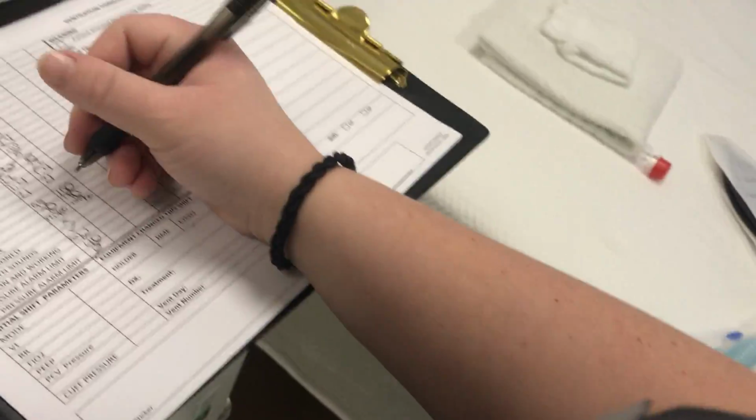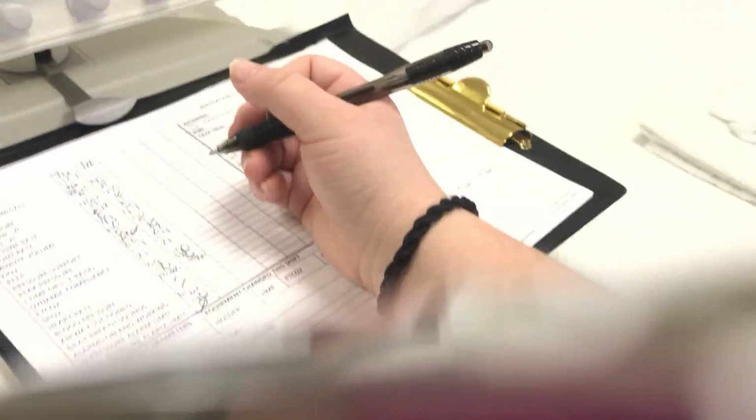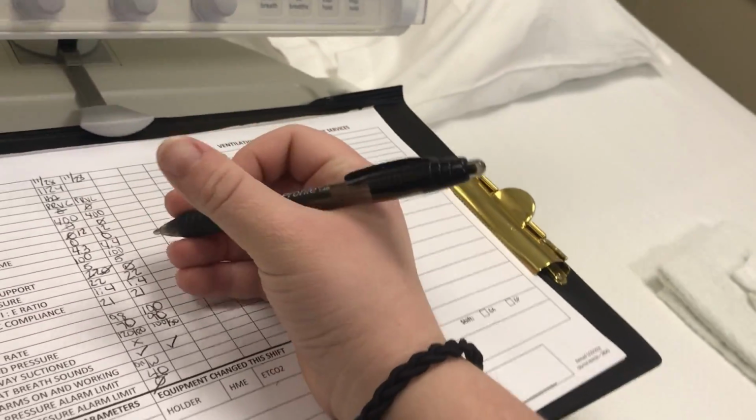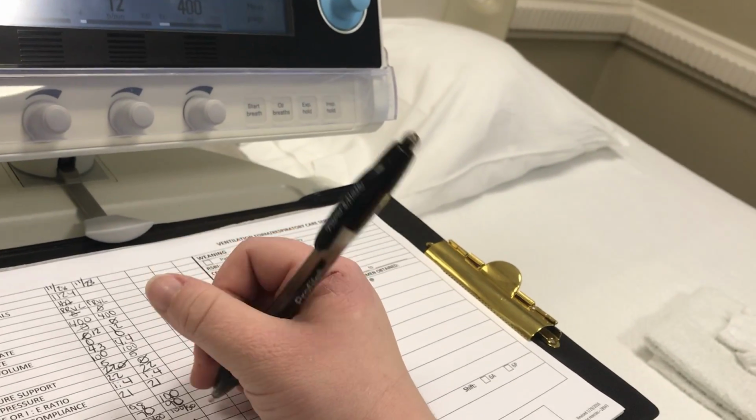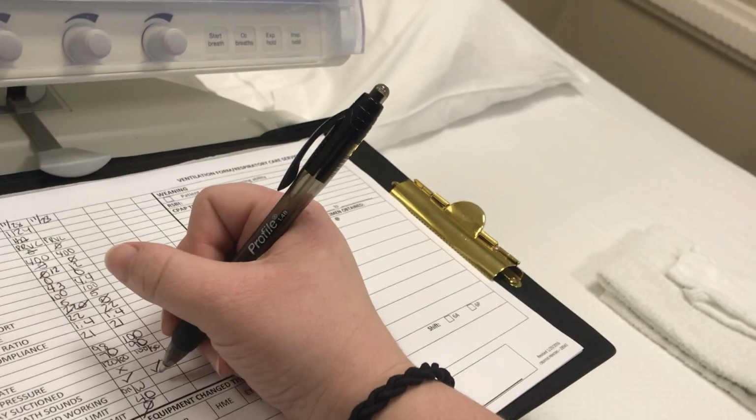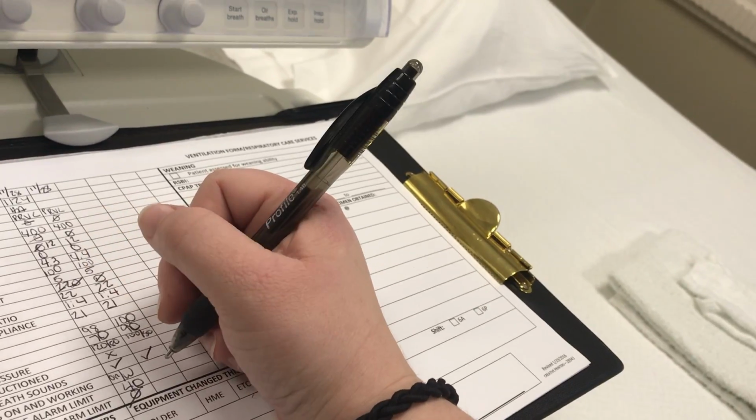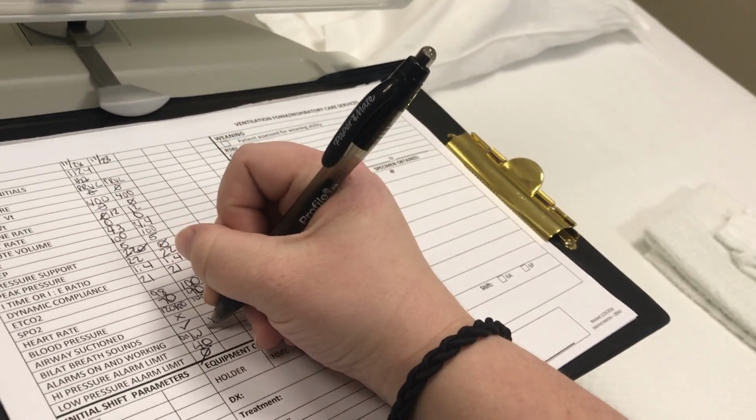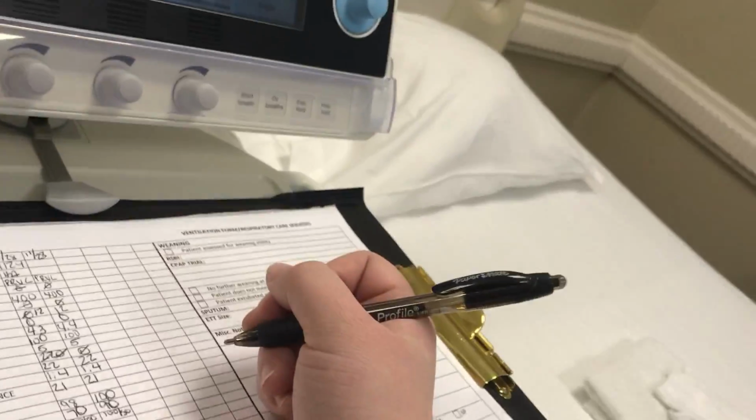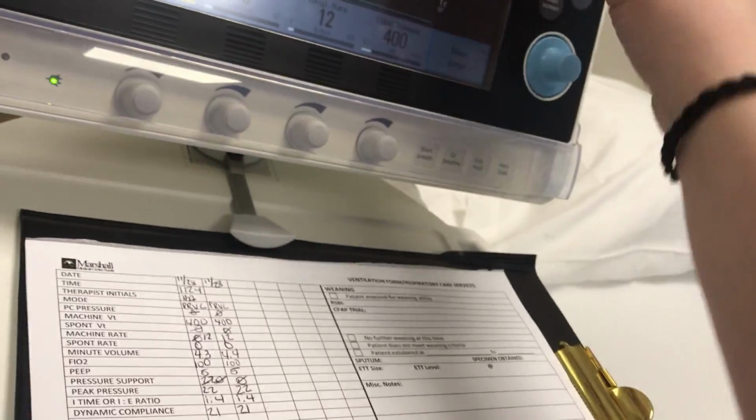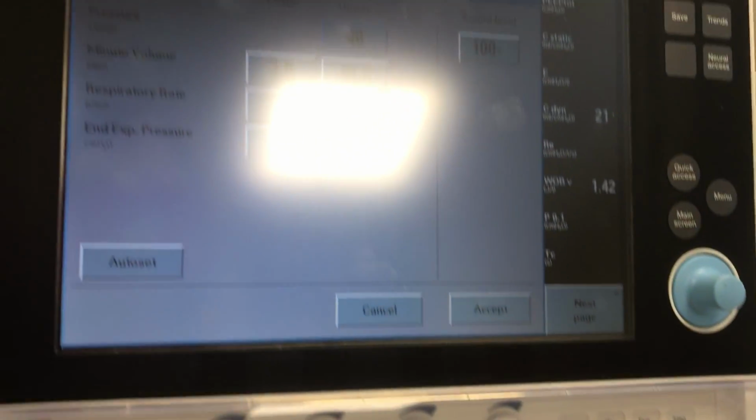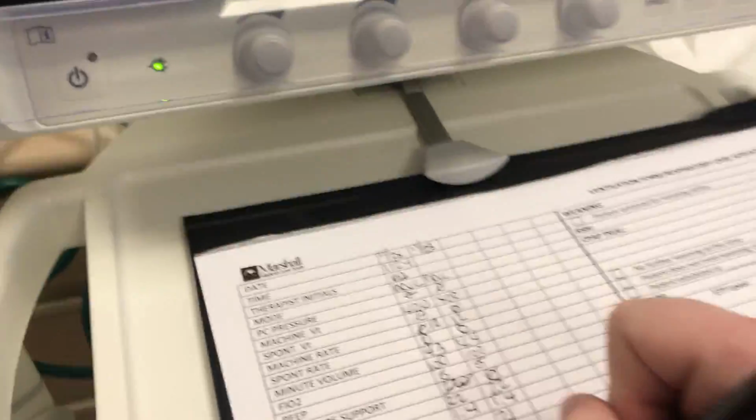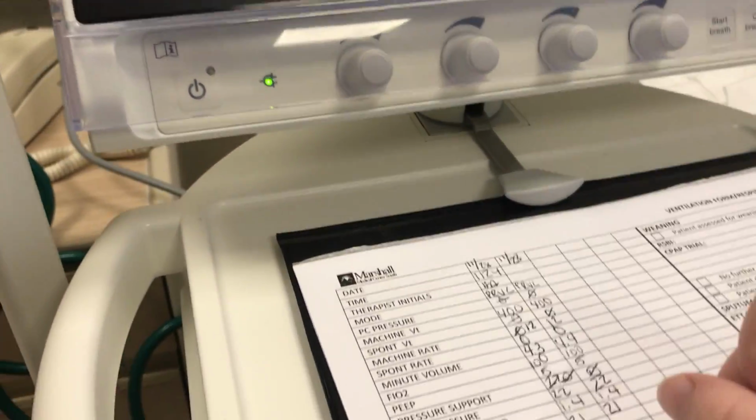If I suctioned, I would put a check or an X there. I've already done my assessment, so I heard bilateral breath sounds. Then for the alarms, you're looking for if your alarms are on and working. So they are, so I'm going to put on/W. I'm going to look at my alarms for the next one, which is my upper pressure, which is 40. And you can't set a lower, so that's it.